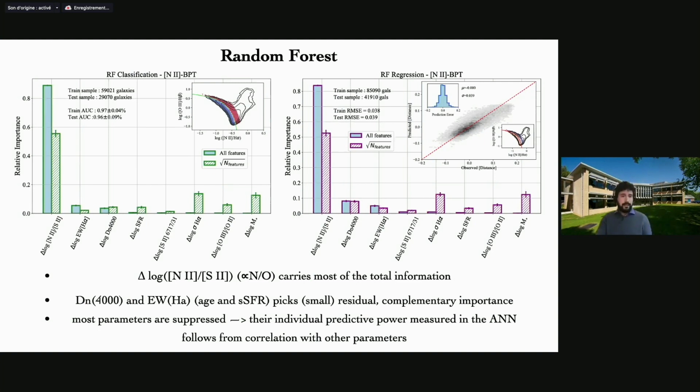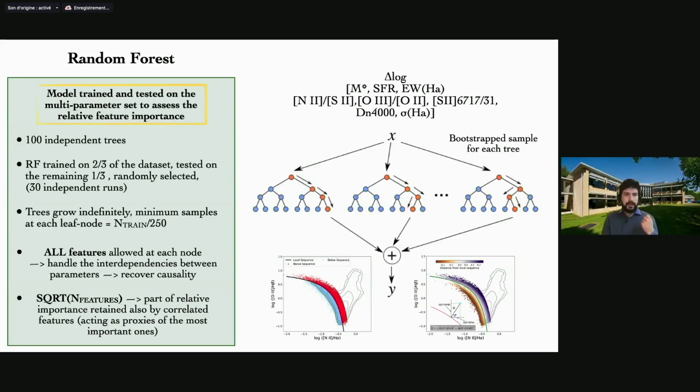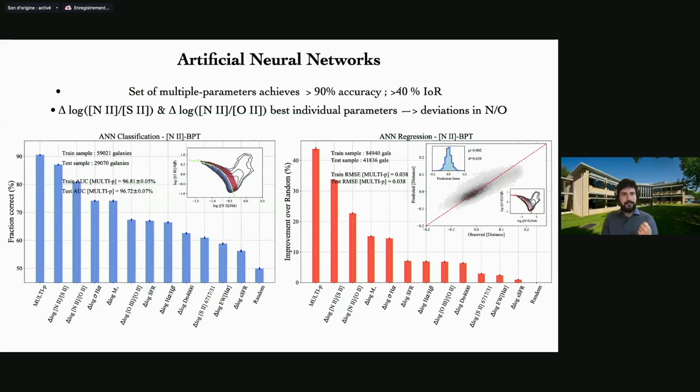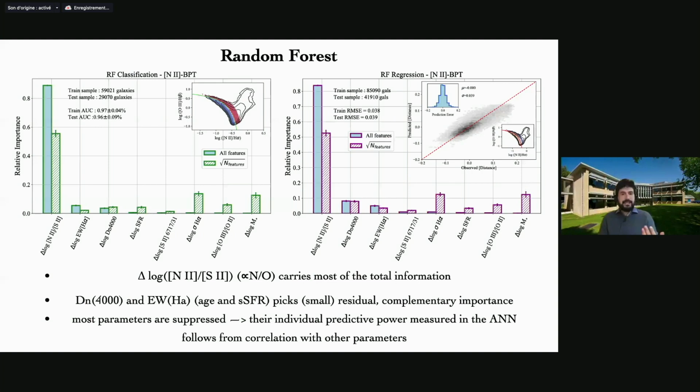And the interesting thing here is that, perhaps not surprisingly, the relative importance of most of the parameters in the set is strongly suppressed with respect to their individual predictive power as determined by the artificial neural networks. This suggests that their individual predictive power just came from intercorrelations with other parameters, whereas the main information is carried by the deviations in NRO.